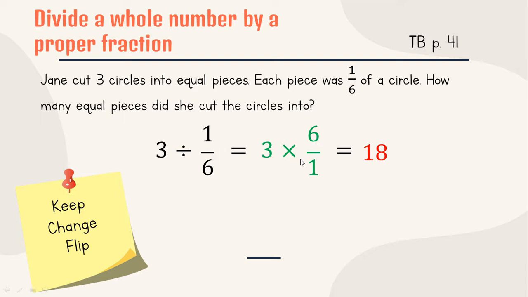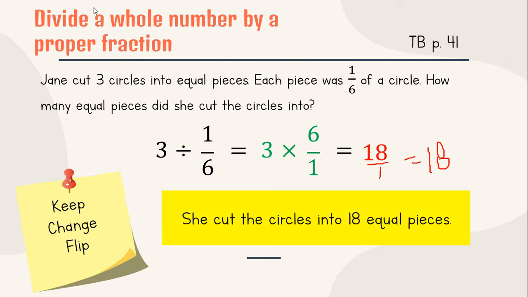Miss Tere, I am still confused. Where is this one? Well, it's actually here, 18 per 1. But as you know, per 1 is considered as 18 as well. So that's the answer. She cut the circles into 18 equal pieces.